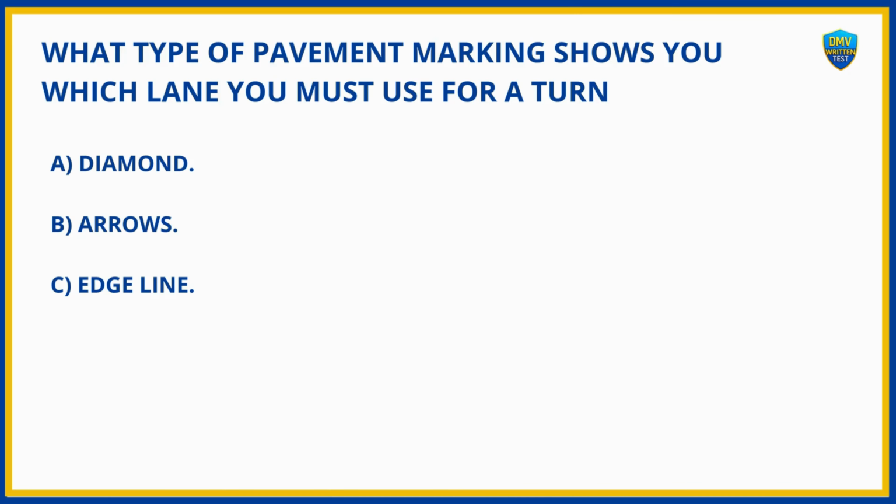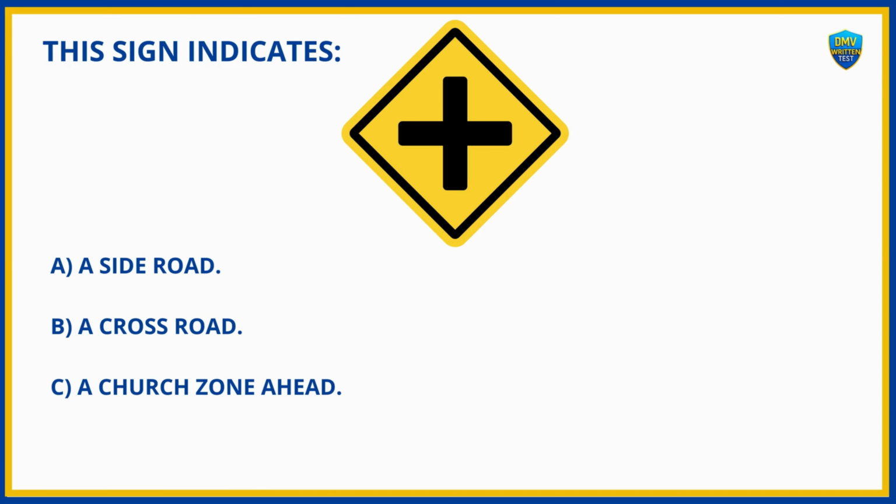What type of pavement marking shows you which lane you must use for a turn? A. Diamond. B. Arrows. C. Edge line. And the answer is B. Arrows.